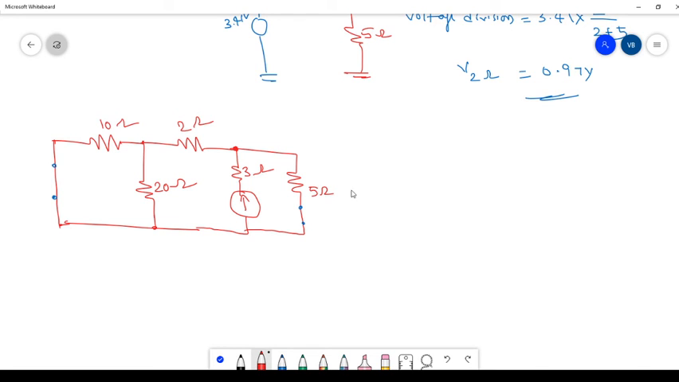I am simplifying this network like this. These two are in parallel, so the equivalent resistance will be 10 into 20 by 10 plus 20. That means 200 by 30. What is that value? 3 ones are 3, 3 sixes are 18, and then again 2, 6.66. So I am going to replace that resistor here. These two resistors are in parallel, and that equivalent value is 6.66.